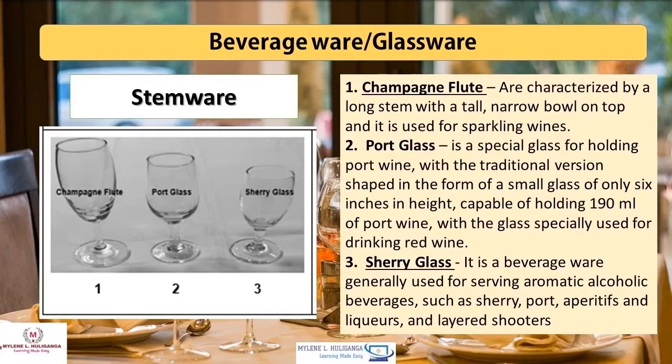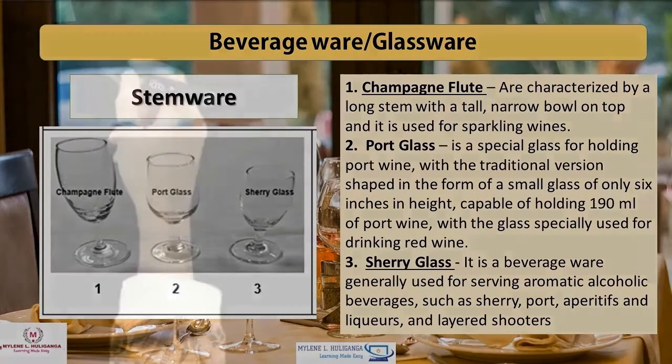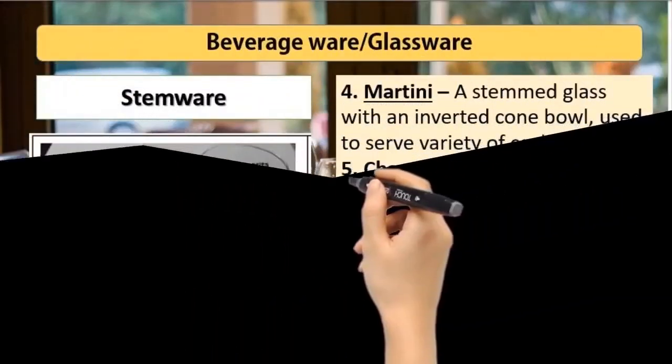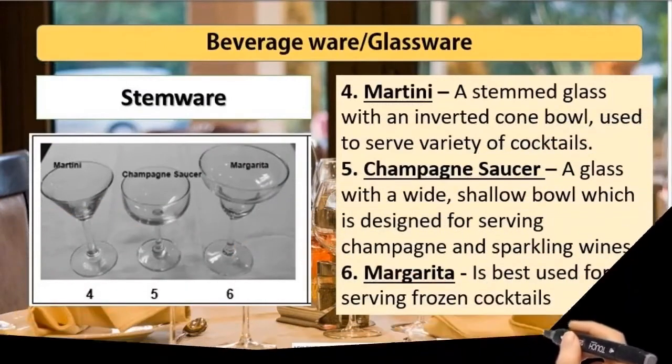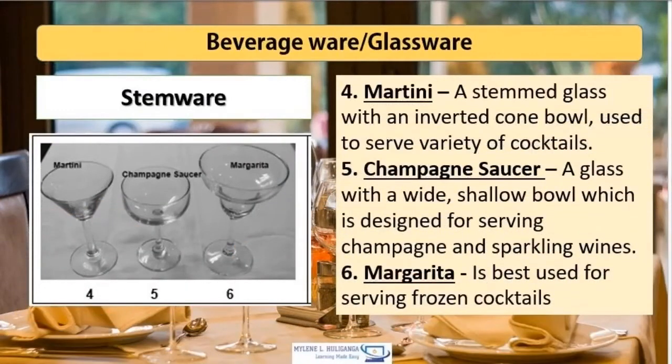Number 3 is the sherry glass. The sherry glass is a beverage ware generally used for serving aromatic alcoholic beverages, such as sherry, port, aperitifs, liqueurs and layered shooters. Number 4 is a stemmed glass with an inverted cone bowl, used to serve a variety of cocktails. Number 5 is the champagne saucer.